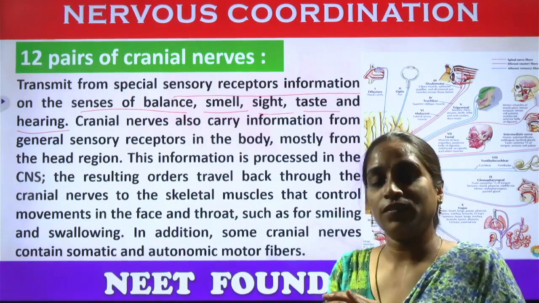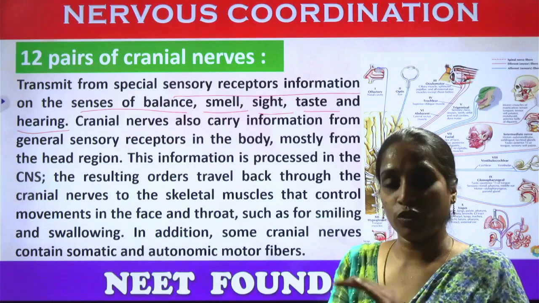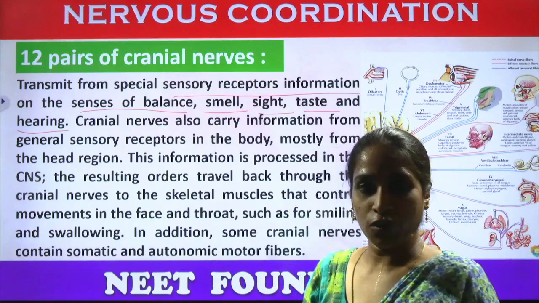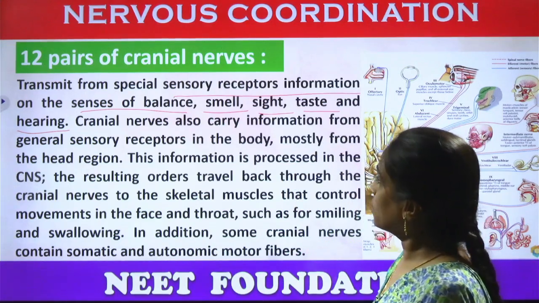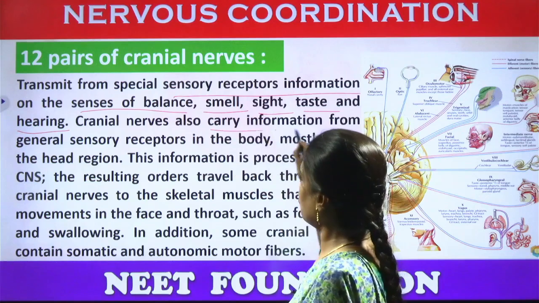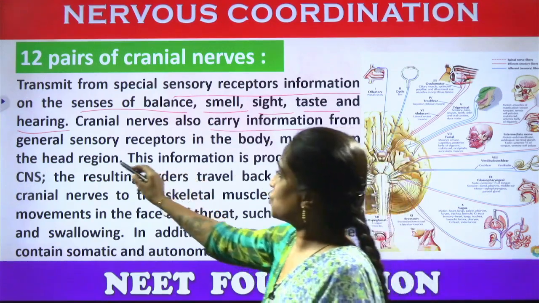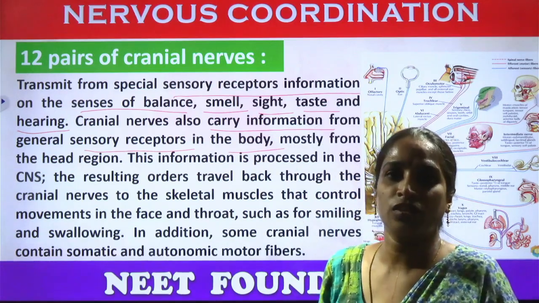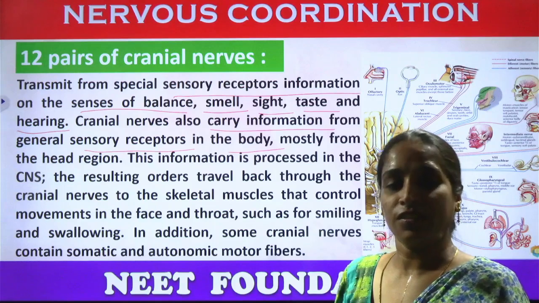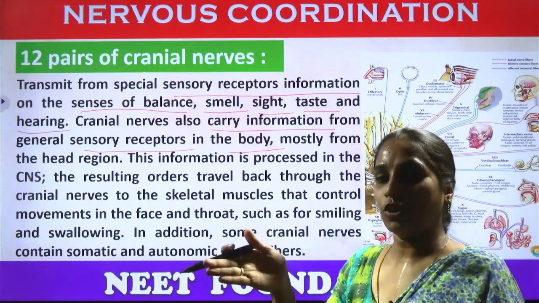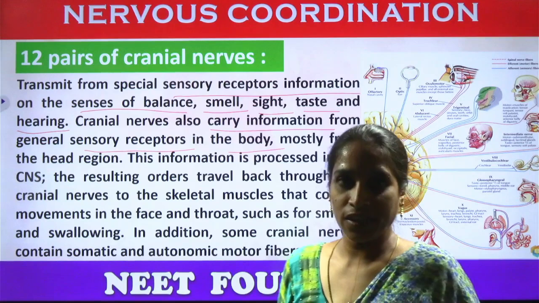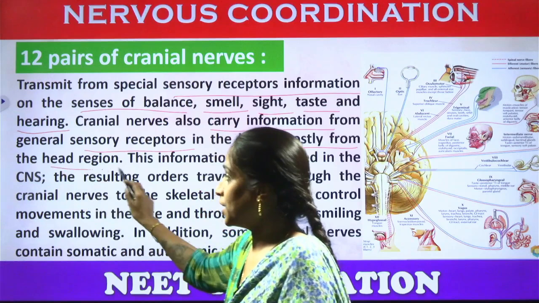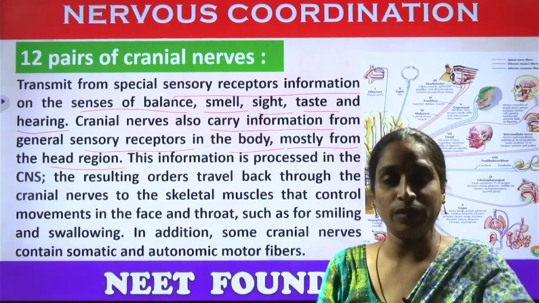So do we give any negative response for that? We can't give. Why? Because it's a positive stimulus for us. Okay, so all these are maintained by the 12 pairs of cranial nerves. The cranial nerves also carry the information from general sensory receptors in the body. Okay, so what are general sensory receptors? Wherever the sense organs are present, there we can observe the attachment of receptors to the sense organs. This information is mostly in the head region. Within the head region we can observe the maximum sense organs.